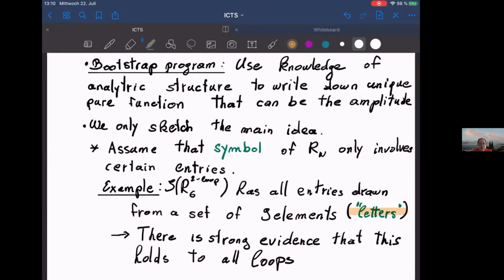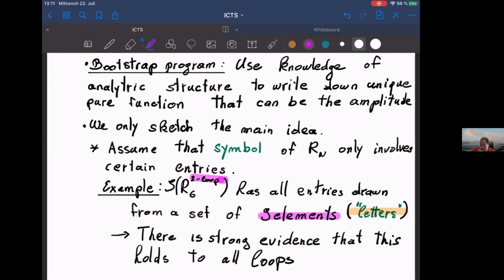Well, what could this function be? One thing you know about it is that if you look at the symbol, if I somehow tell you what the letters of the symbol could be, you could try to write down a symbol, at least for the amplitude. Now, of course, you would need to know what the letters are. For the two-loop, 6-point amplitude, it turns out that the symbol involves 9 letters. That is 2 loops.